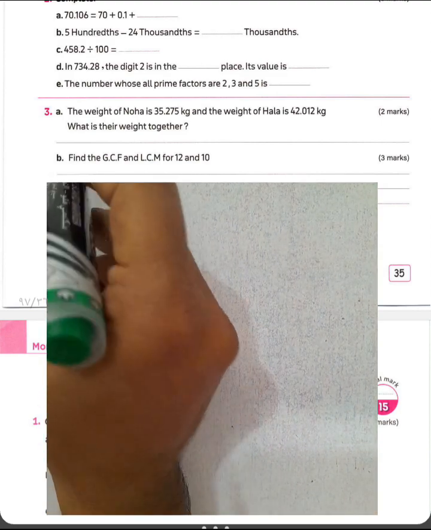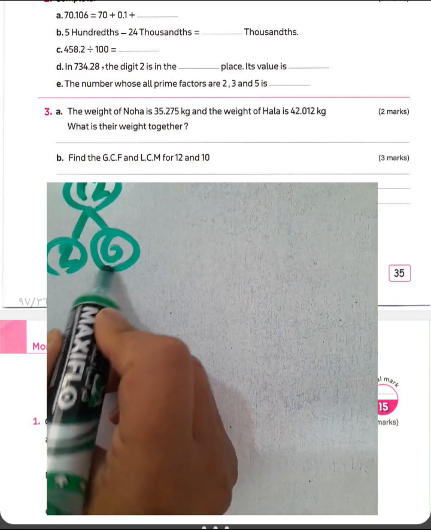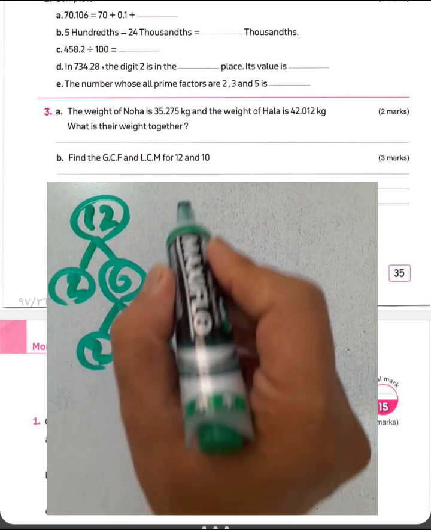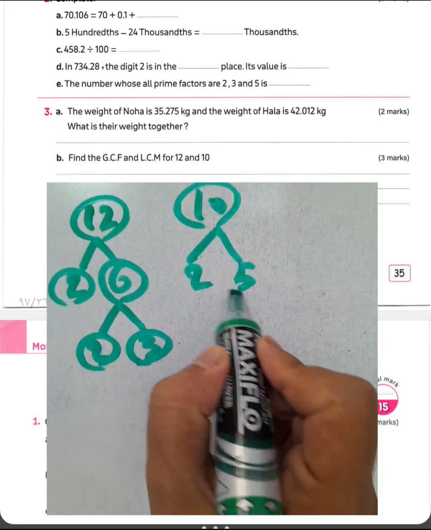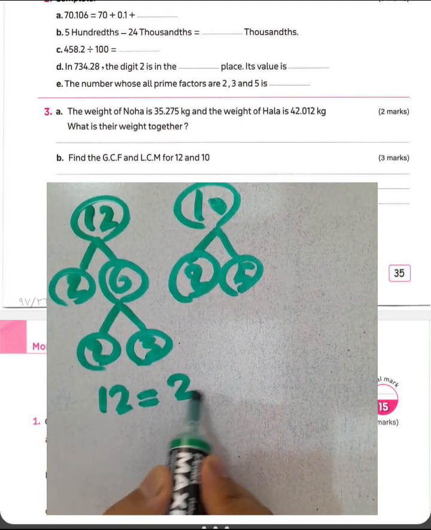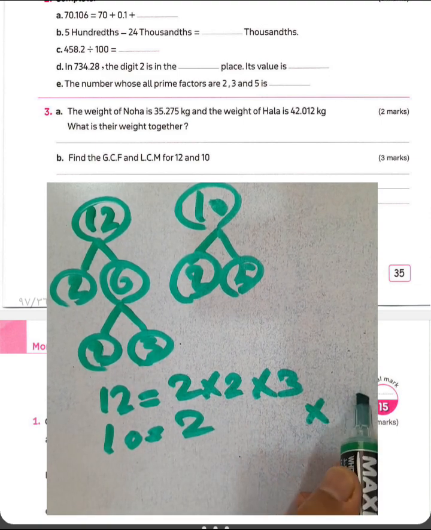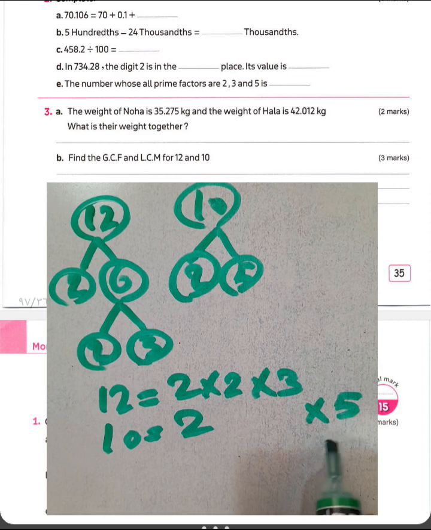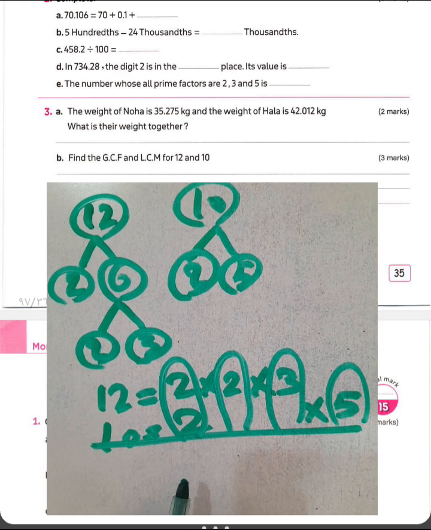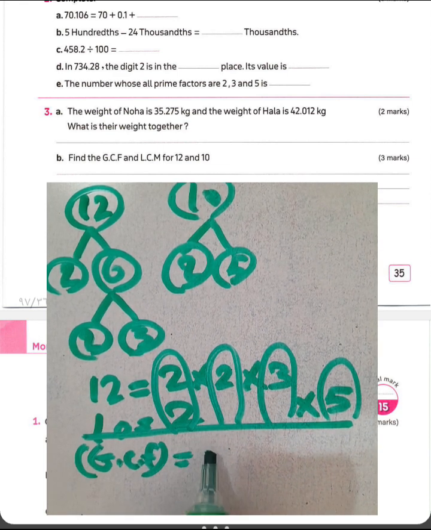Okay. Look here, we know 12 equals 2 times 6, okay, and 6 equals 2 times 3, 10 equals 2 times 5. And then we can write 12 equals 2 times 2 times 3, and 10 equals 2 multiplied by 5, write 5 outside here, okay, and then draw the circles here to find the greatest common factor. It will be what? It will be 2.